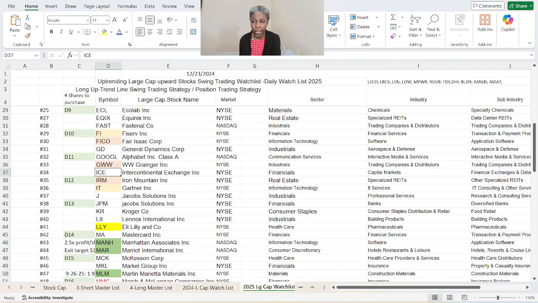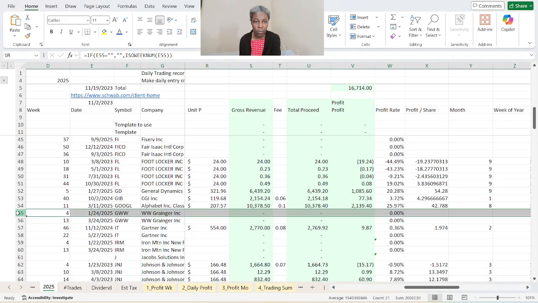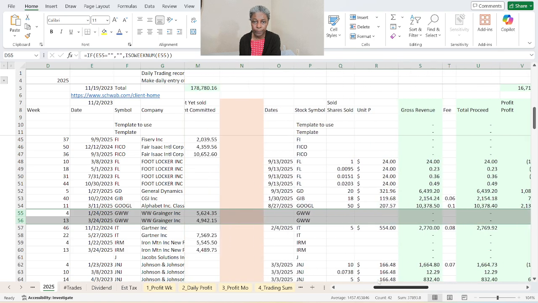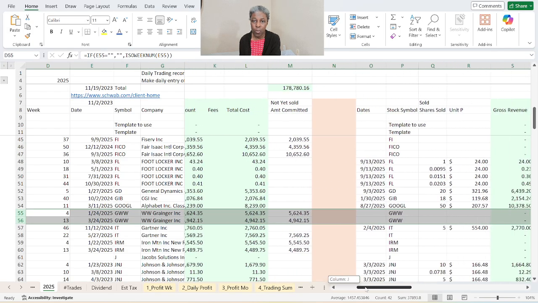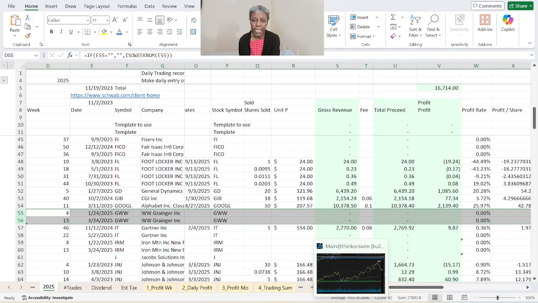So if we go back to our record spreadsheet, we have those two GWW here. The first one that we purchased, you can see that we have not sold them yet. We purchased the first one around $1,100, the second one around $988, and we have not sold any one of them yet. So we are just keeping them. They are negative currently in the account, and we are just keeping them there. So that is how we do our chart analysis.